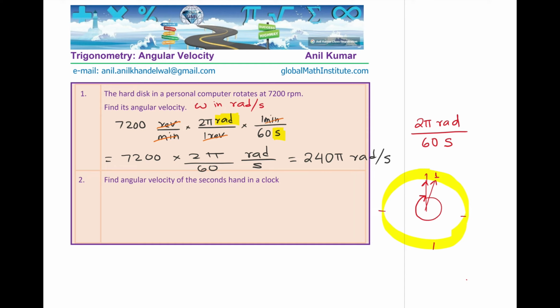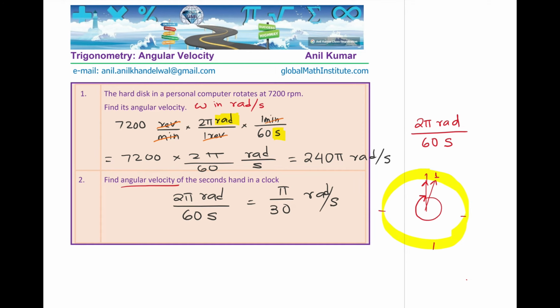So what is the angular velocity? Angular velocity is radians per second. It's a matter of simplifying this, right? So we can now write this as 2 pi radians per 60 seconds. That is the time taken for one full circle, right? For the seconds hand, you can simplify this and write this as pi over 30 radians per second, correct?